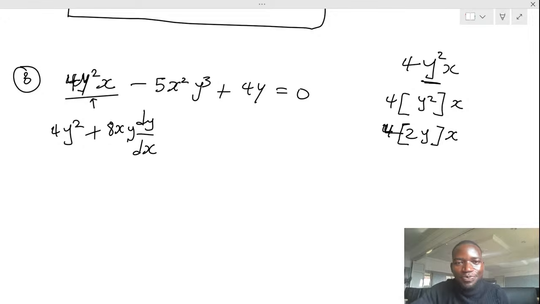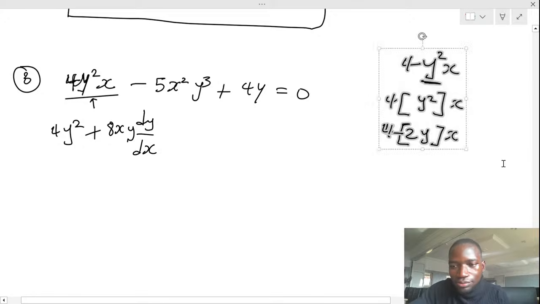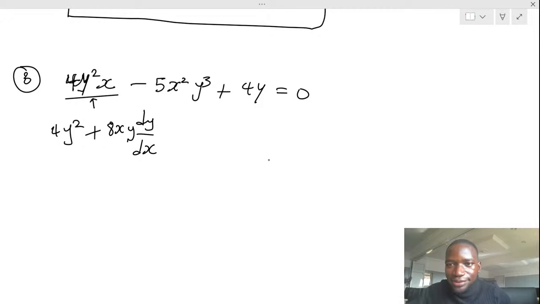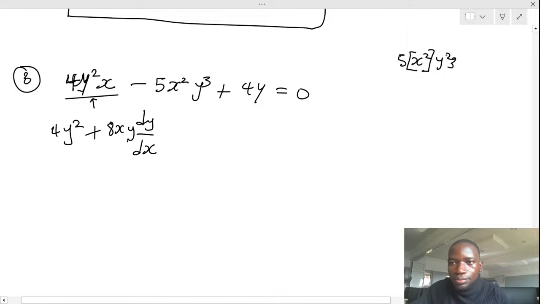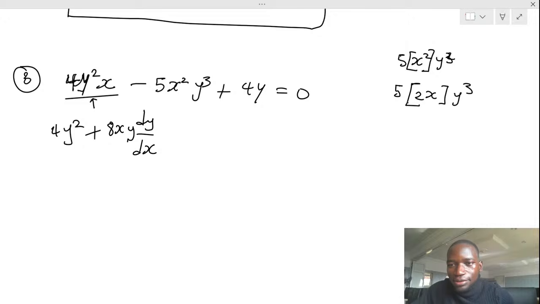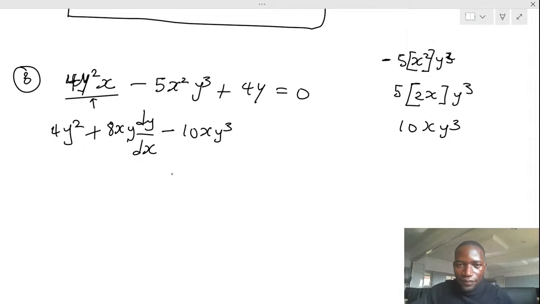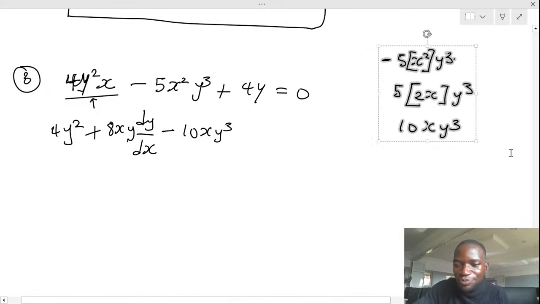Differentiate the function with respect to x first. I'm going to write it here. Differentiate the function with respect to x. So we have 5 into, this will give us 2x, then y cube, then multiply. 5 times 2, that's 10. That's 10x y cube. Don't forget we have minus at the front, so that will give us minus 10x y cube. All right. Then differentiate this same function with respect to y.